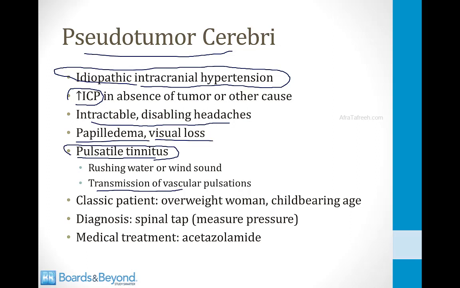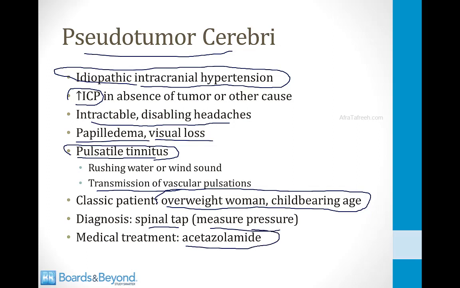And the classic demographic is a woman of childbearing age who's overweight. So for reasons we don't understand, this is the highest risk group, and that's what it'll be presented to you as in a board question. You diagnose it by doing a spinal tap and measuring the opening pressure, and we talk about this in the module on meningitis. And one of the medical treatments for this is acetazolamide. It's a mild diuretic, but it has good effects in lowering the intracerebral pressure for people with pseudotumor cerebri.